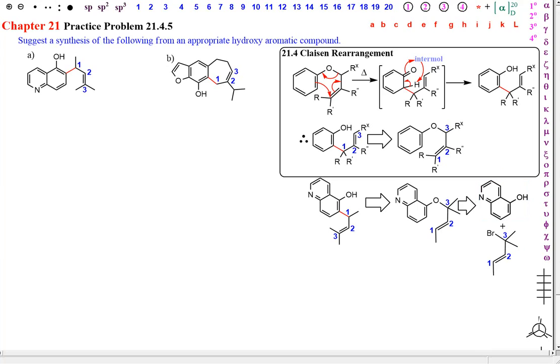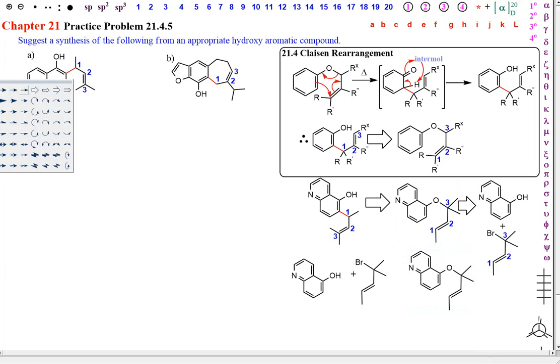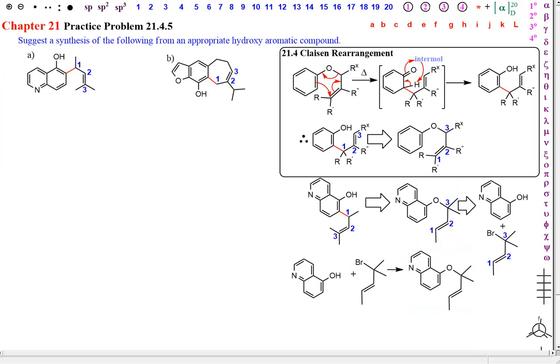Let's do the forward synthesis. This combined with this in an SN1 reaction would give this combination here. This is the answer to question A.